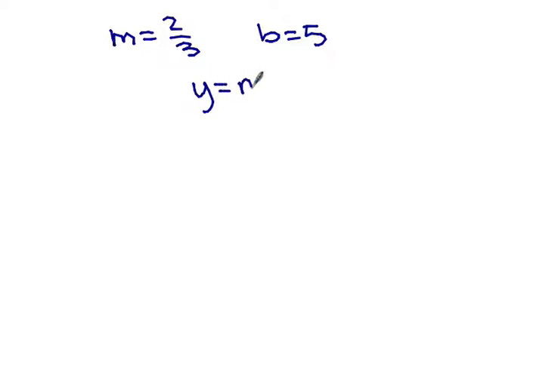Good. So we know our equation generically is y equals mx plus b. You just have to recognize that slope is m, y-intercept is b. And so when you plug this in, the equation to this line is y equals 2/3 x plus 5. Perfect. So that ends up being your equation for number 1. This will be problem number 1.